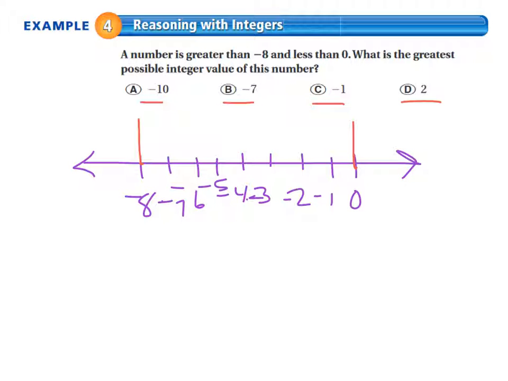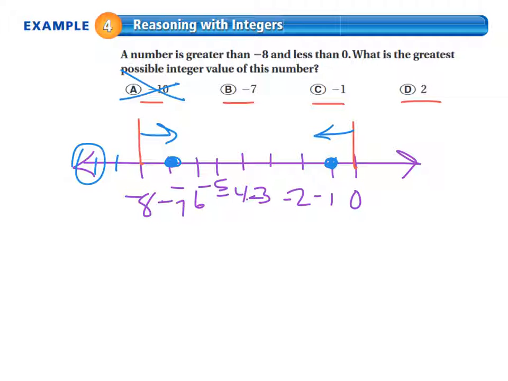Alright, so let's take a look at negative 10. Negative 10 on this number line is going to fall right here. So this number is supposed to be greater than negative 8 and less than 0. Greater than negative 8 is going to be this way, and less than 0 is going to be this way. This one doesn't fall in that category. Negative 7, that's right here. Okay, so that's in the window, but let's see if it's the greatest possible integer that falls right within there.